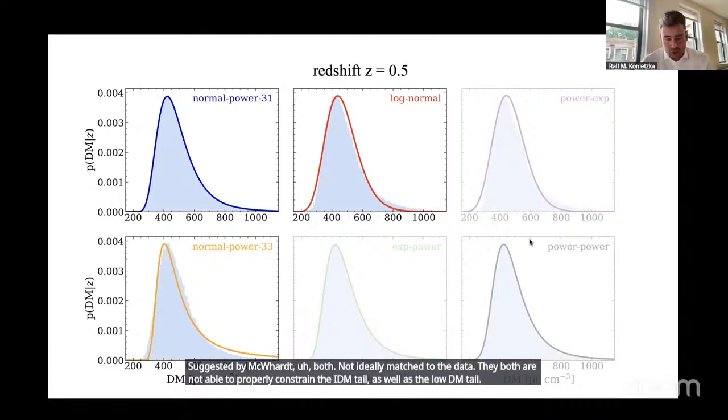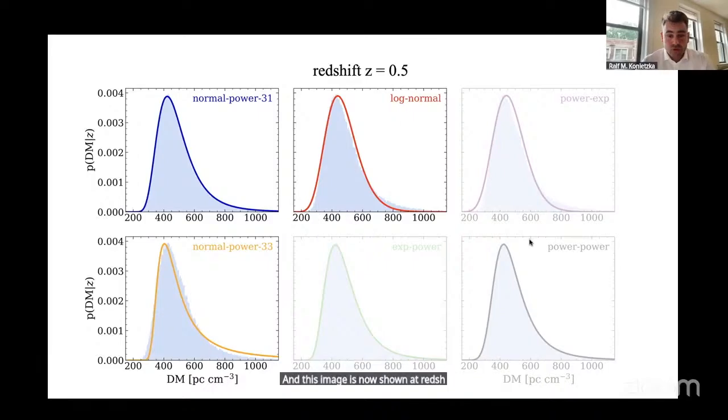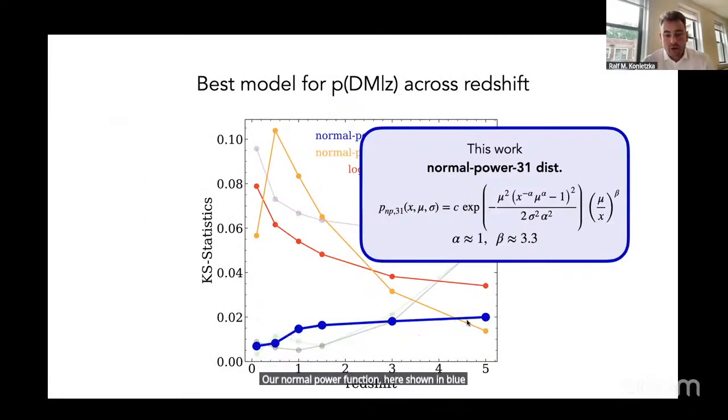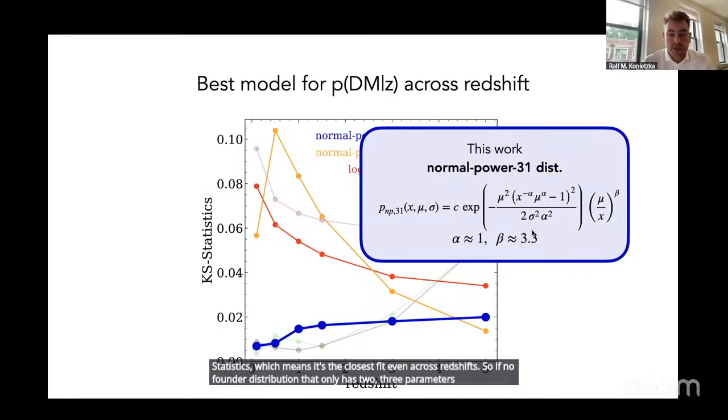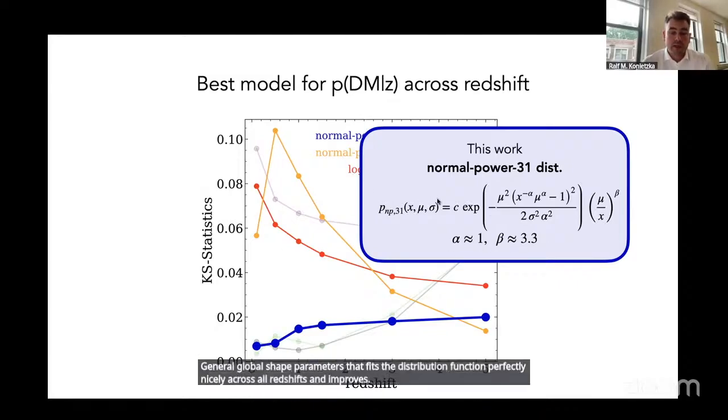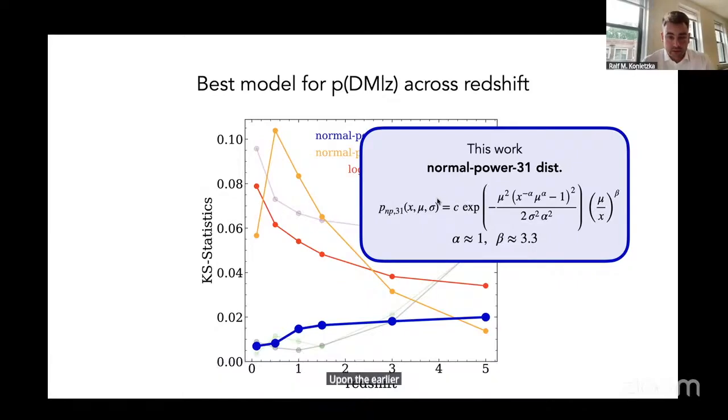And this image is now shown at redshift 0.5. Even if you go to other redshifts, our normal power function, here shown in blue again, gives overall the lowest Kolmogorov-Smirnov statistics, which means it's the closest fit even across redshifts. So we've now found a distribution that only has 2 free parameters, those general global shape parameters, that fits the distribution function perfectly nicely across all redshifts and improves upon the earlier announced distribution functions.